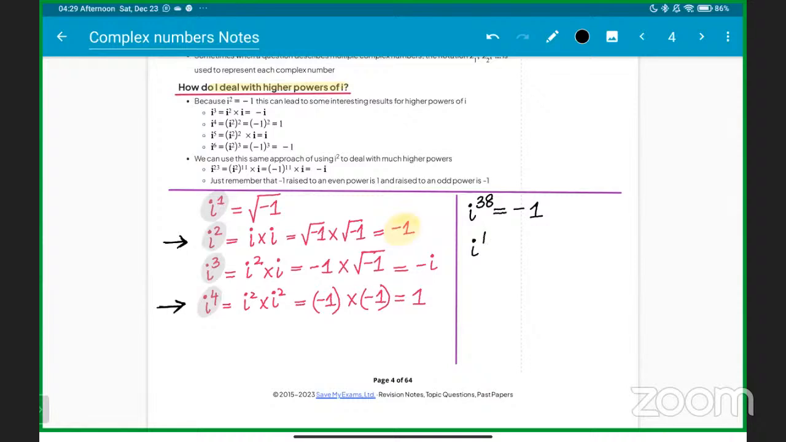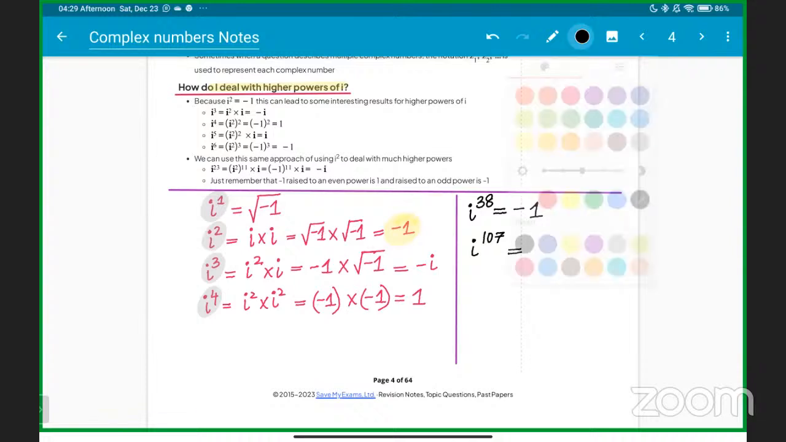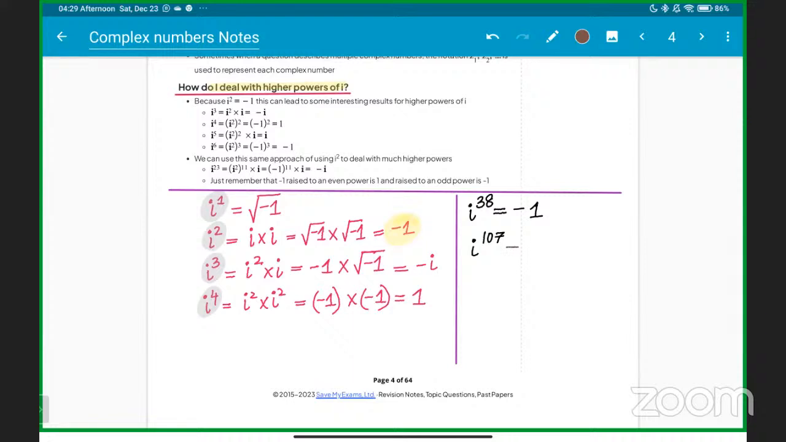Come on guys, 107. Nobody is giving, so I'll take it myself: i power 107. Everyone getting it clear, guys? I need a response. We need to move forward. This is just basic understanding. It can be tested or cannot be tested, but I'm teaching this. Let me know everyone got this. i power 107 will be what?